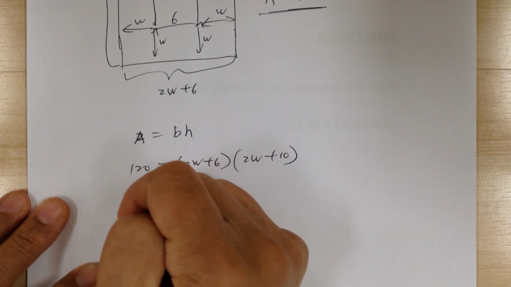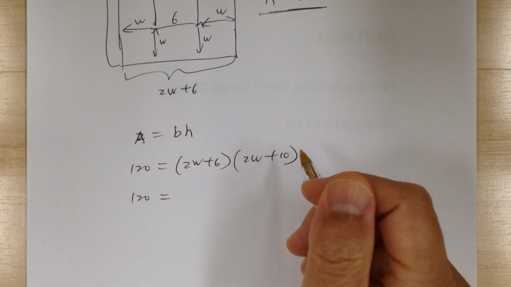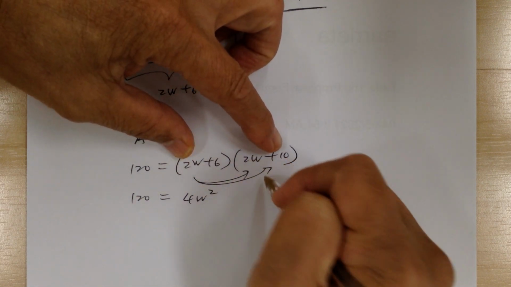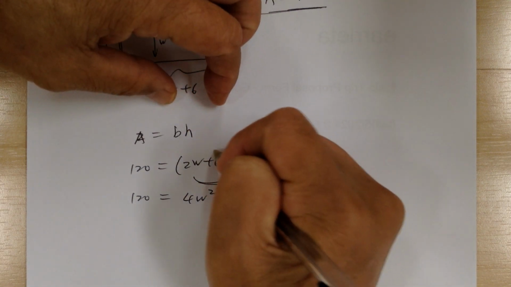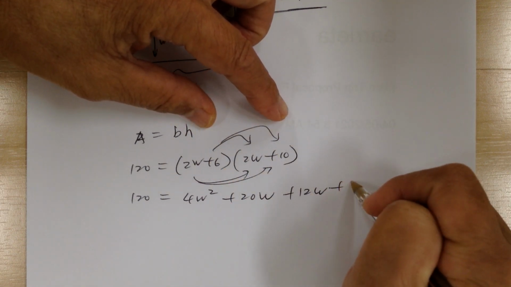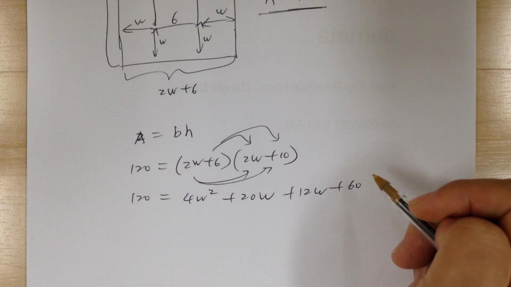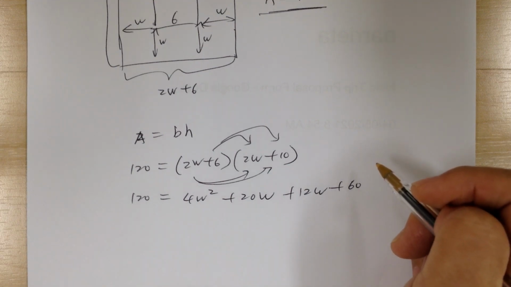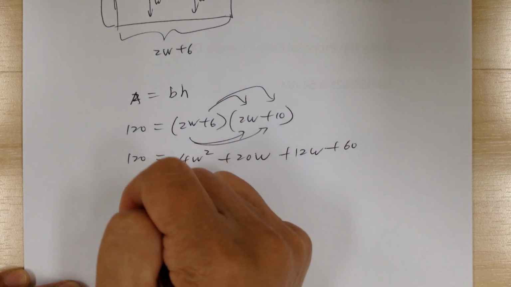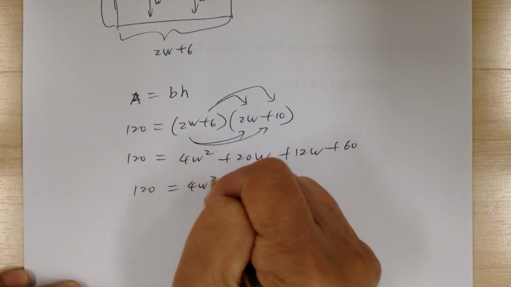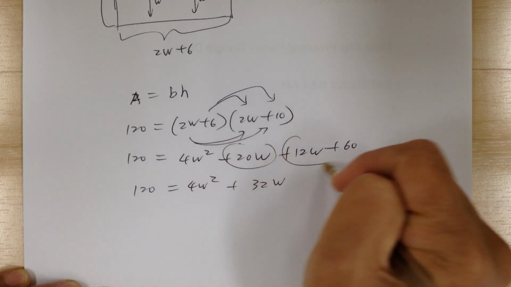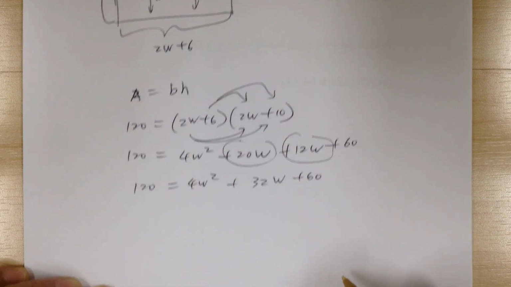Okay, so let's go and multiply everything out. So 120 is equal to, so you distribute, so it would be 4W squared, right? Distribute, so it would be plus 20W, multiply, so plus 12W, multiply plus 60. Okay, so let's go ahead and simplify things a little bit. So 120 equal to 4W squared and plus 32W, and these are like terms, plus 60.